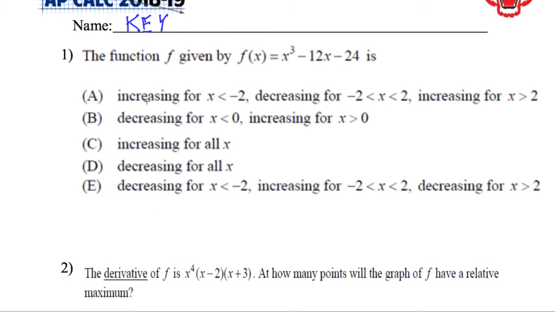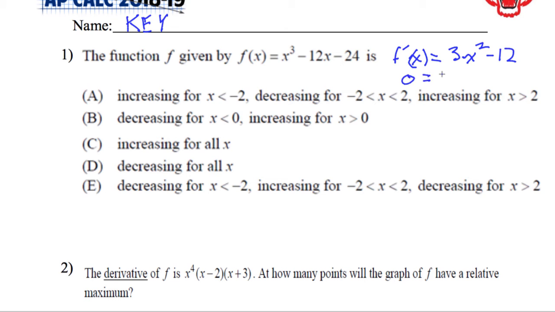Definition of increasing is: increasing when f prime is greater than 0. Decreasing, someone else? Is when f prime is less than 0. There it is. Okay, so we're looking for f prime. All of these are dealing with f prime. So taking the derivative of this, f prime of x is going to be equal to 3x squared minus 12. And then from there, I need to find where the critical values are.